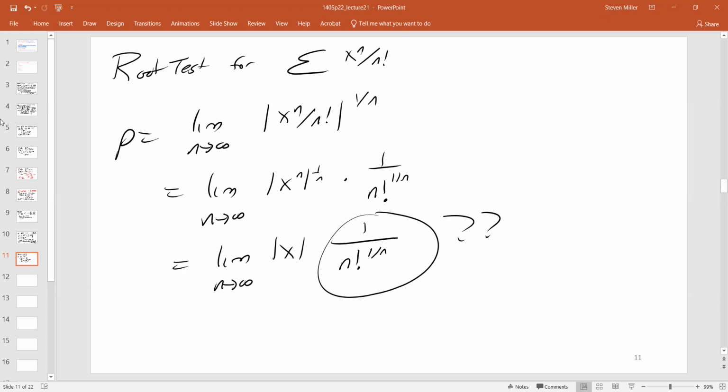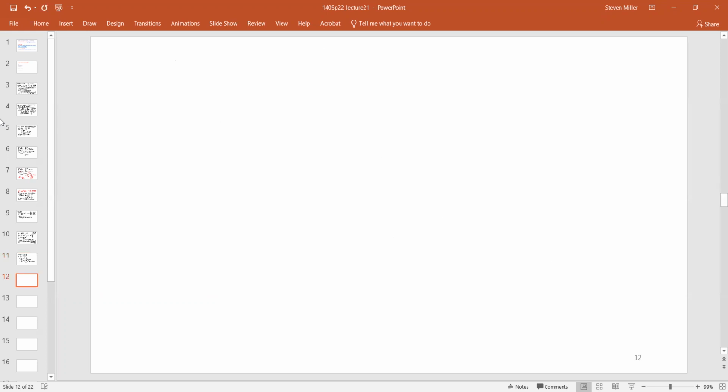We could try the log game again. And if you do the log game with L'Hopital's rule, it's going to work out very easily. So you could play logs and L'Hopital. I want to show you another way to handle this. So you want to study the limit as n goes to infinity of the absolute value of x times 1 over n factorial to the 1 over n.